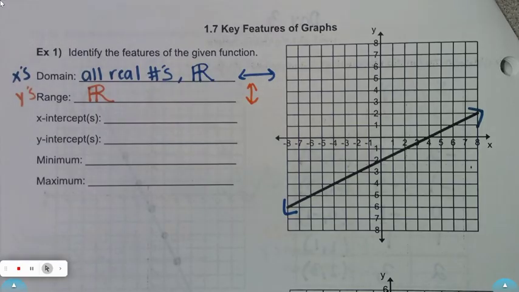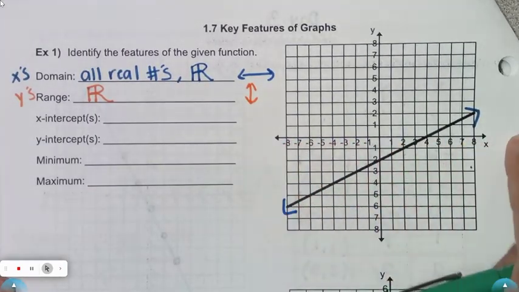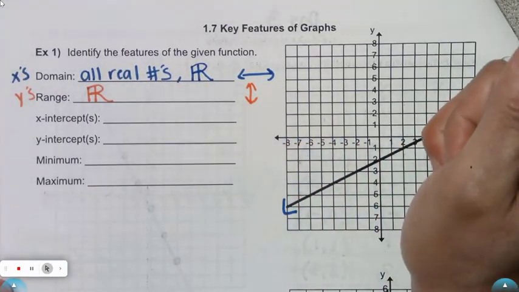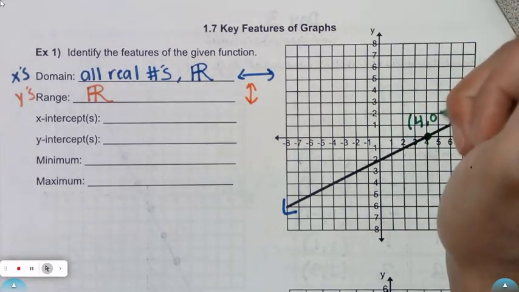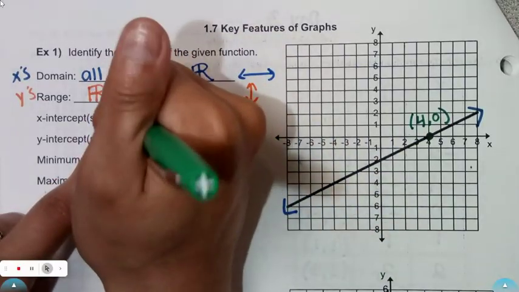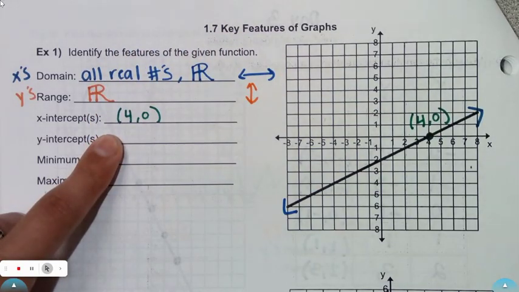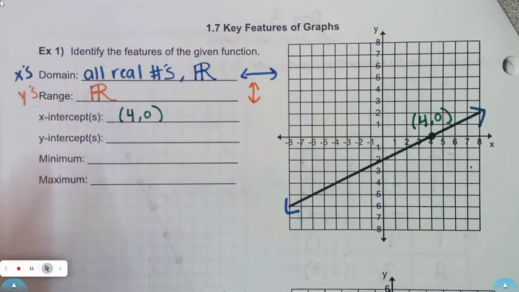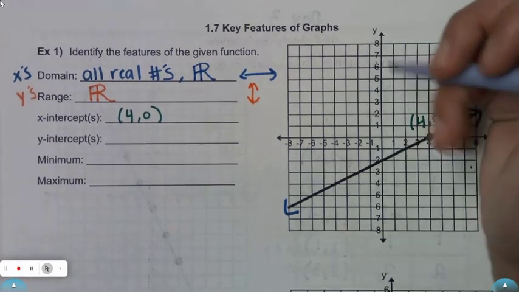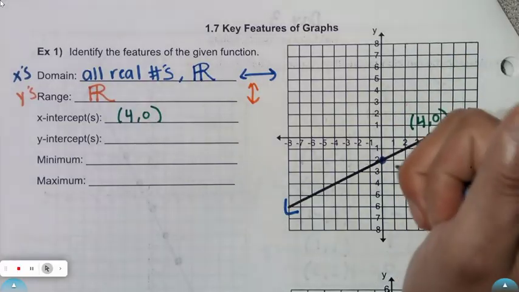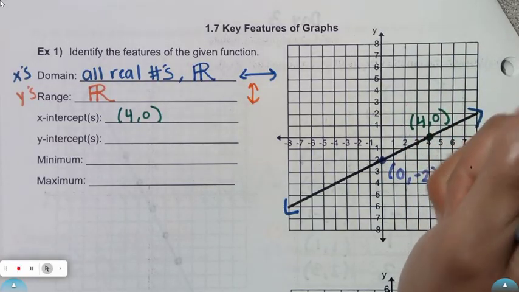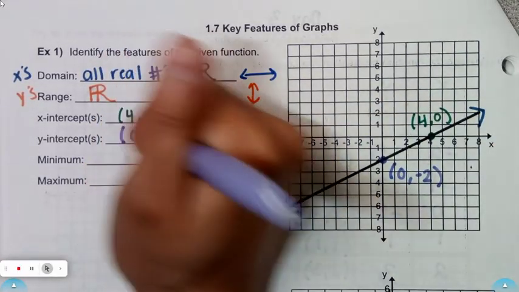X-intercept is, where does it touch the x-axis? It touches right here. At that point, make sure you don't just write 4. We got to write 4, 0. That's my x-intercept. Okay, now I'm going to do my y-intercept. Y-intercept is where it touches the y-axis. It touches right here. This is at 0, -2. That's my y-intercept.